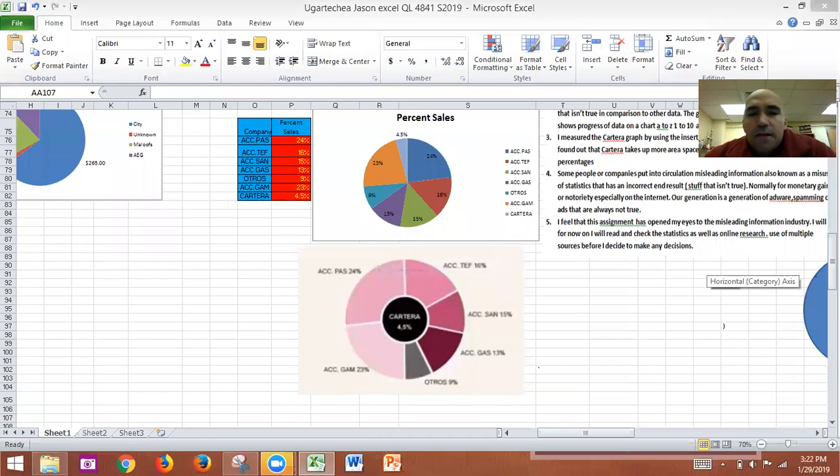You can also see that we have a percent sales pie chart set up here, and it shows that the company ACC.PAS was at 24%, ACC.TF was at 16%, ACC.SAN was at 15%, ACC.GAS was at 13%, and Otros was at 9%. ACC.GAM was at 23%.